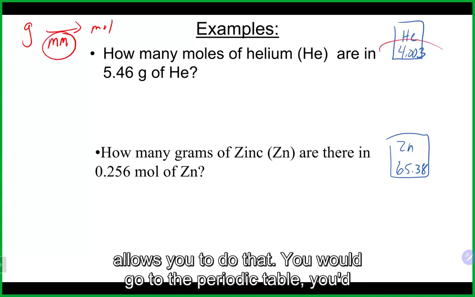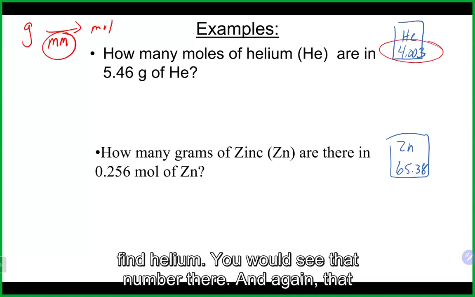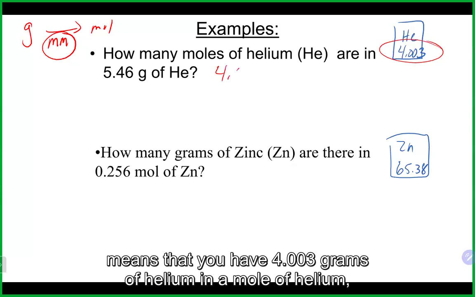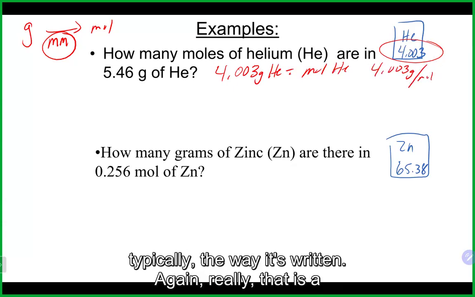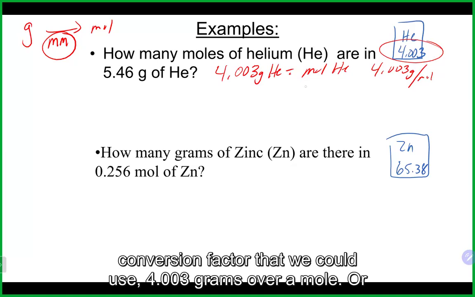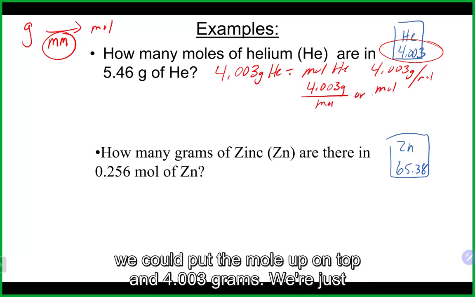You would go to the periodic table, you would find helium, you would see that number there. And again, that means that you have 4.003 grams of helium in a mole of helium. Helium's molar mass is 4.003 grams per mole, is typically the way it's written. Again, that is a conversion factor that we could use: 4.003 grams over a mole, or we could put the mole up on top and 4.003 grams.